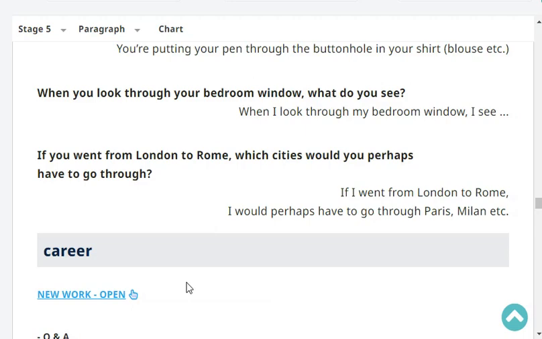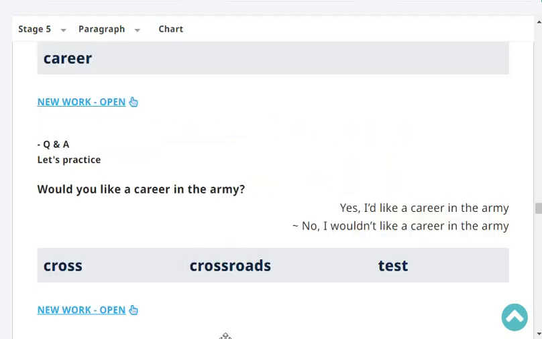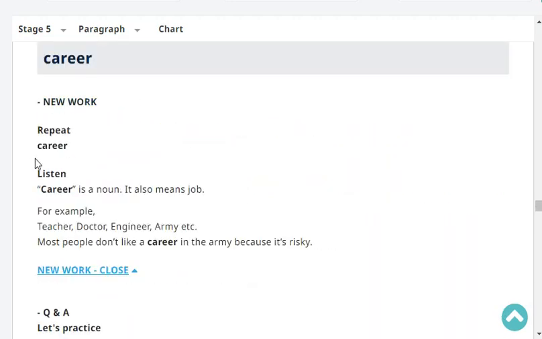If I went from London to Rome, I would perhaps have to go through Paris, Milan, etc. Very good. Let's repeat. Career. Very good. Okay, listen.